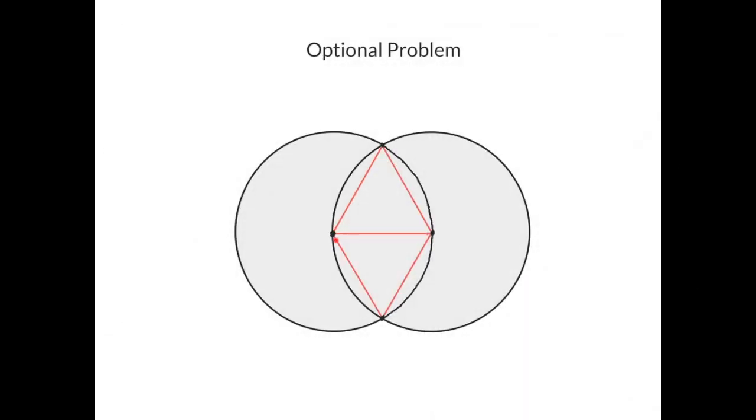This is the optional problem. We have that this point is the center of this circle, and we have that this point is the center of this circle. We also know that this circle passes through this center, and this circle passes through the other center. We intersected the 2 circles at this point and this point, and we need to prove that the 5 segments marked in red are all equal to one another.